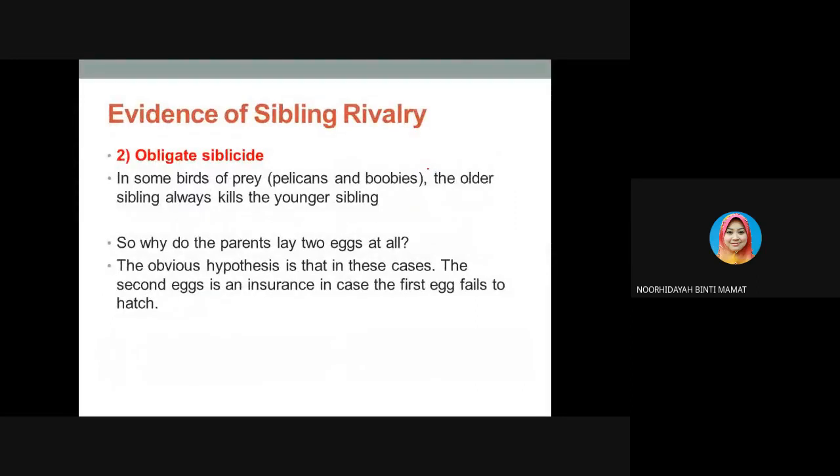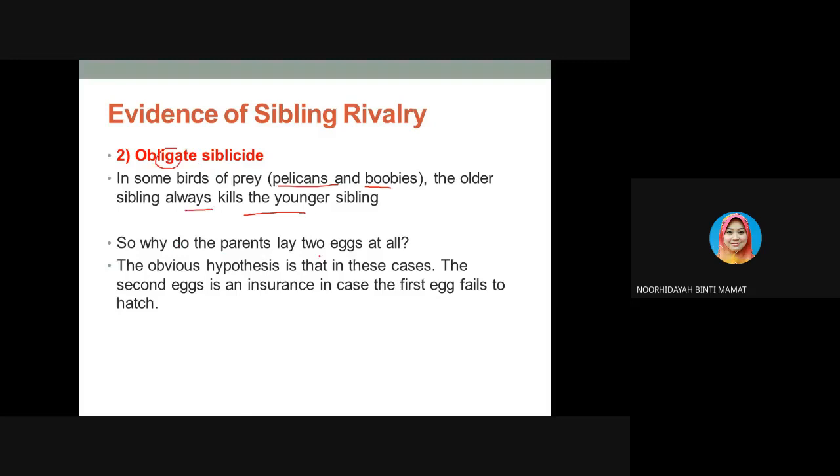So the second evidence of sibling rivalry is obligate siblicide. Just now we were talking about facultative siblicide. This is the second type, obligate siblicide. For example, in some birds of prey, such as pelicans and boobies, the older sibling always kills the younger sibling. Obligate, okay, always kills the younger sibling.